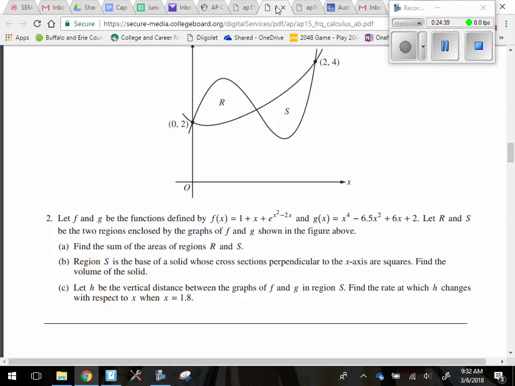Everything's a game. Long calculus periods?